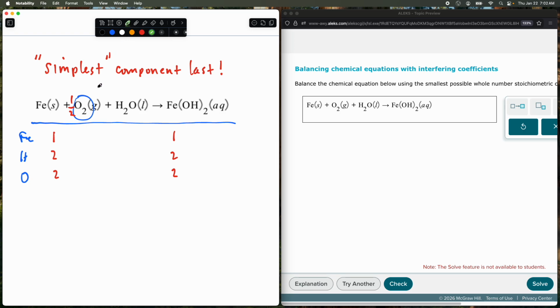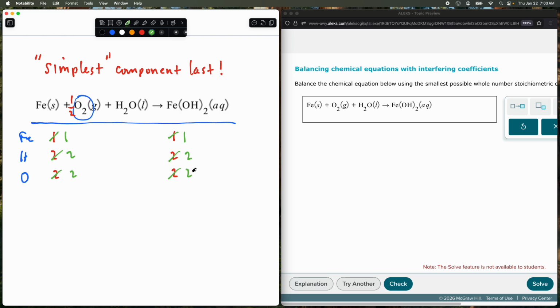I'm going to go through and count them again, just to make sure I'm good, and then I'll get rid of my fraction. So iron, there's 1 iron over here, and there's 1 iron over here. Hydrogens, there's 2, still 2, and still 2 over here. And my oxygens, 1/2 times 2 is 1, plus 1 is 2, yep, still 2 and 2. Okay, good, all right, I like that.